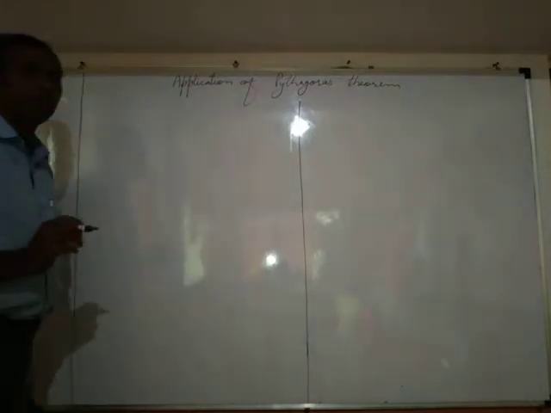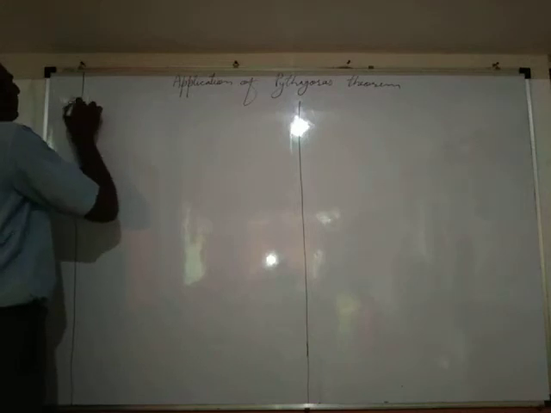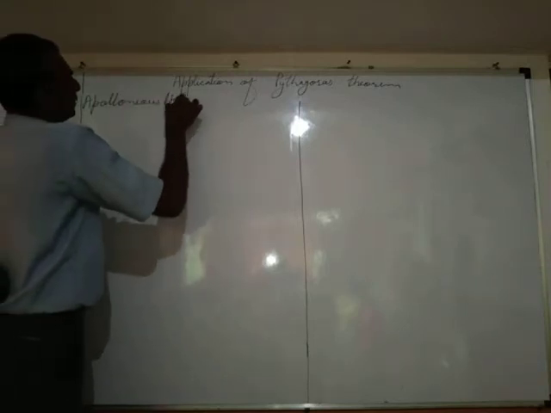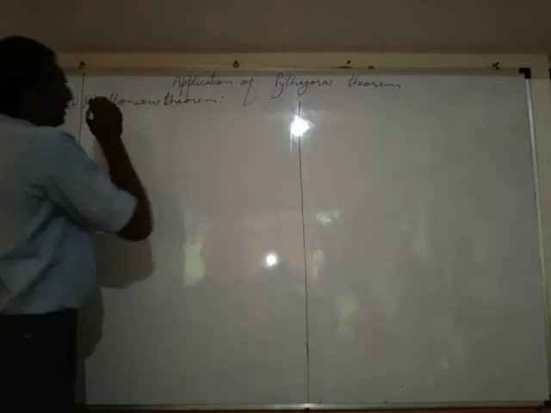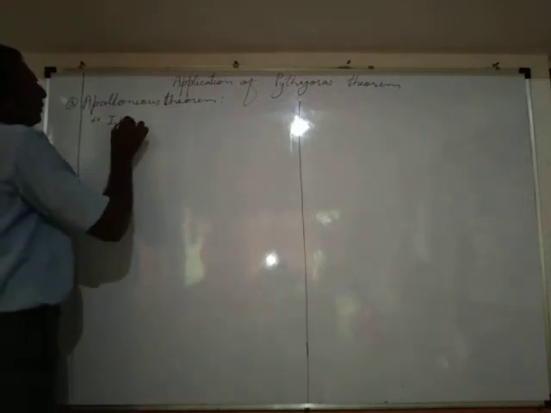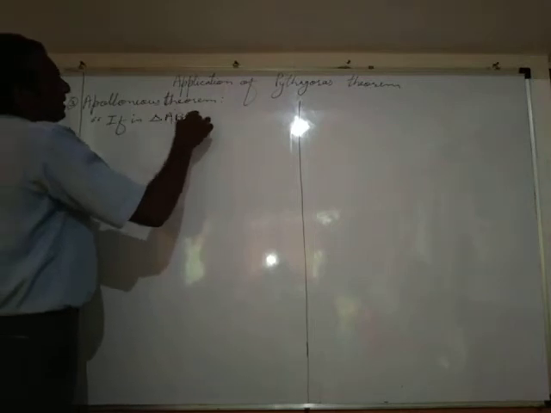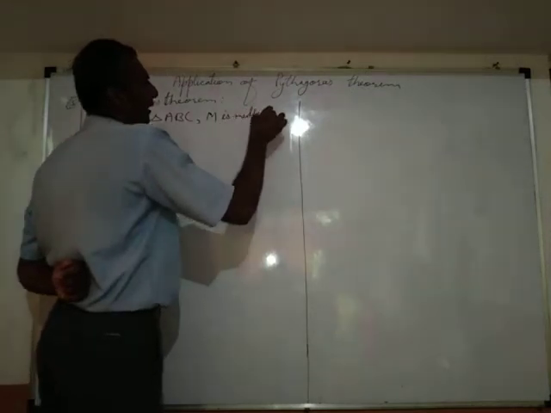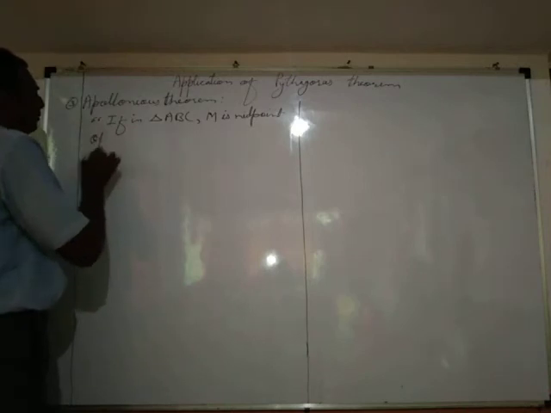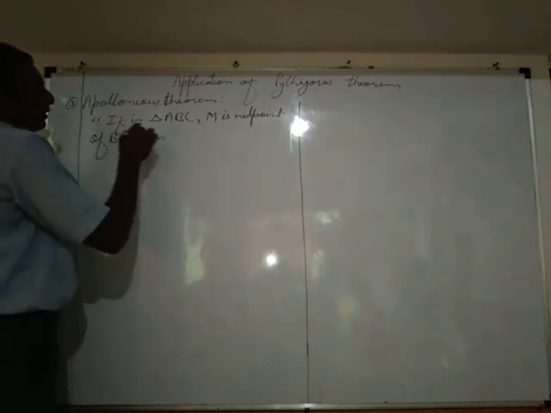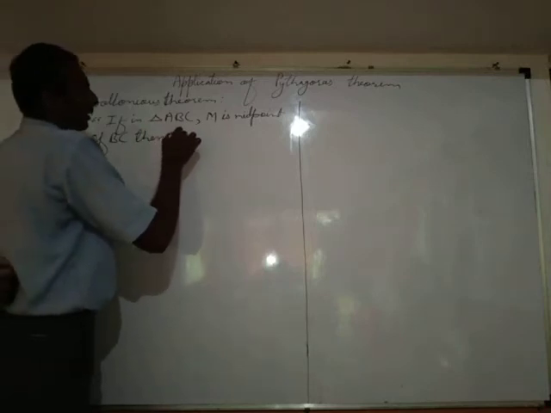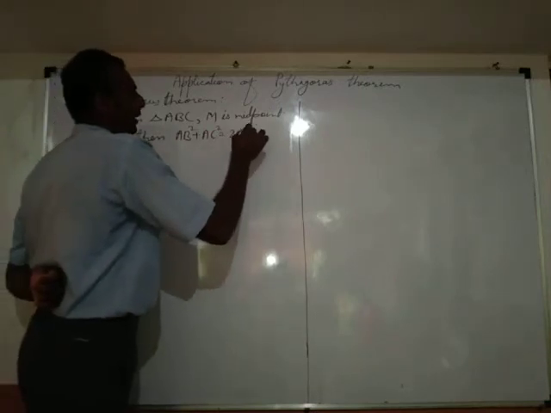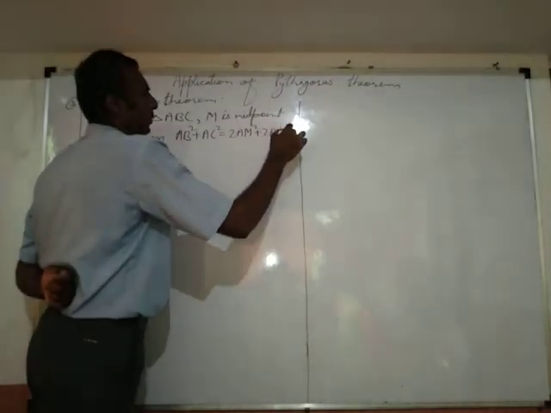Number 3, Apollonius theorem. According to this theorem, if in a triangle ABC, M is the midpoint of BC, then AB square plus AC square equals 2AM square plus 2BM square.